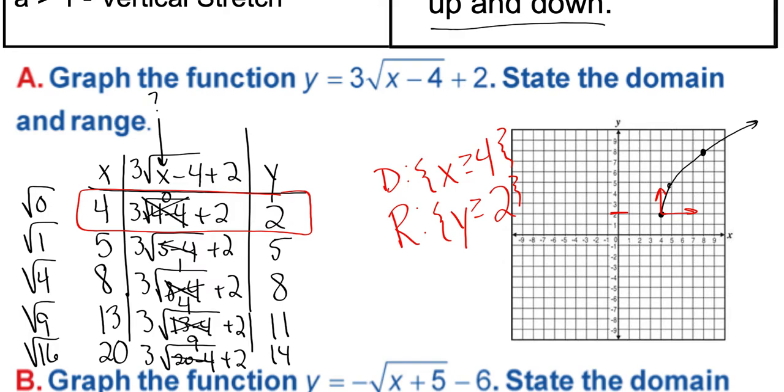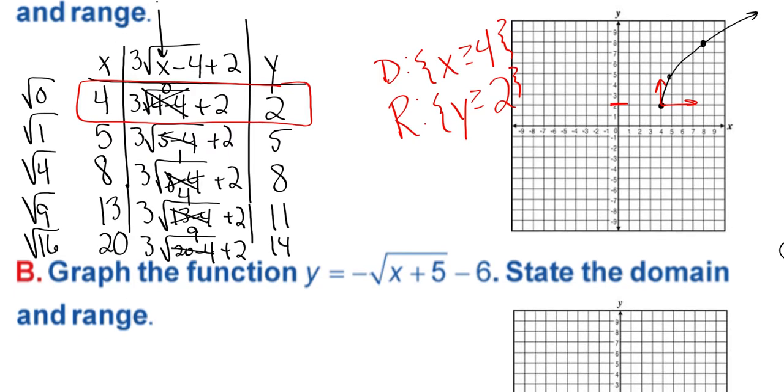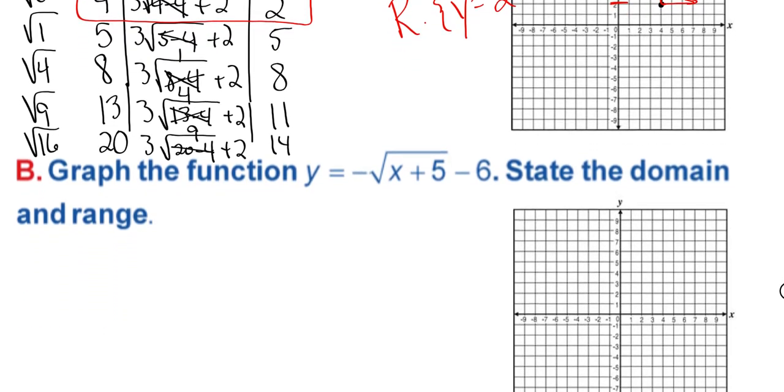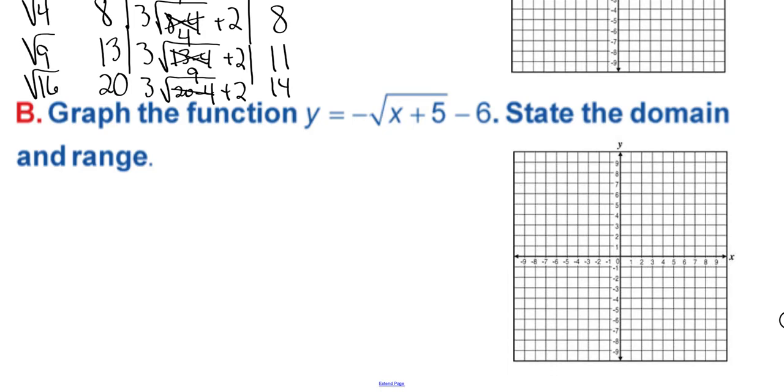So that is the general idea how you graph these. So I want you to try to graph the next one using the same system. Okay, so if you need to, pause the video, give it a shot, and then come back to the video and see how it's done.